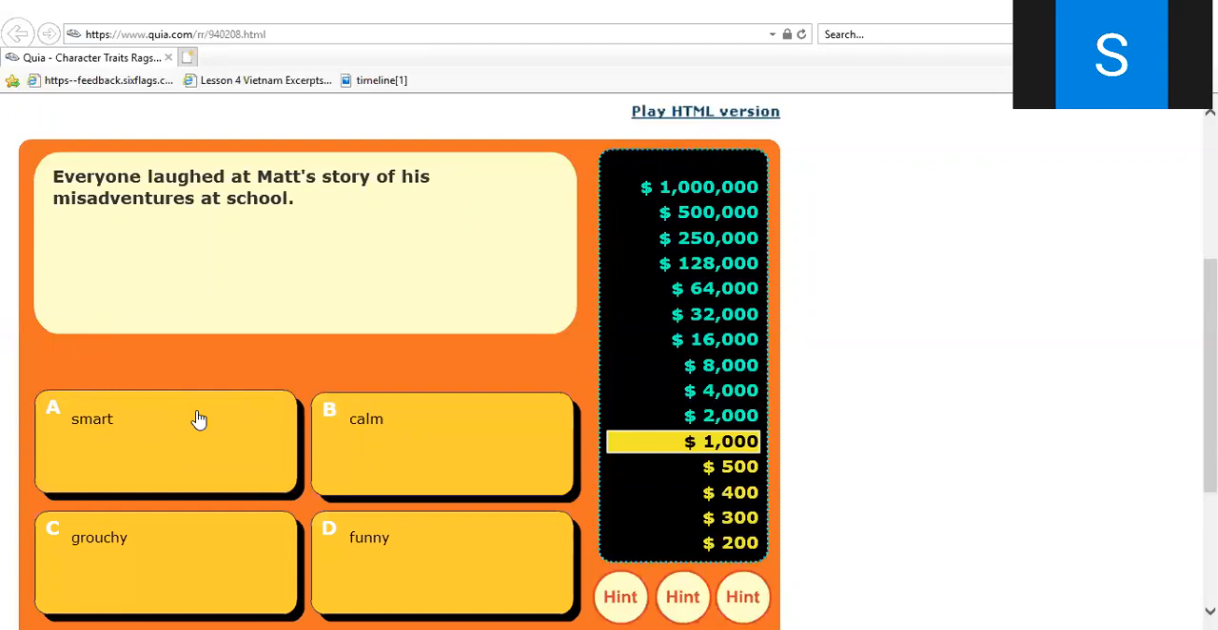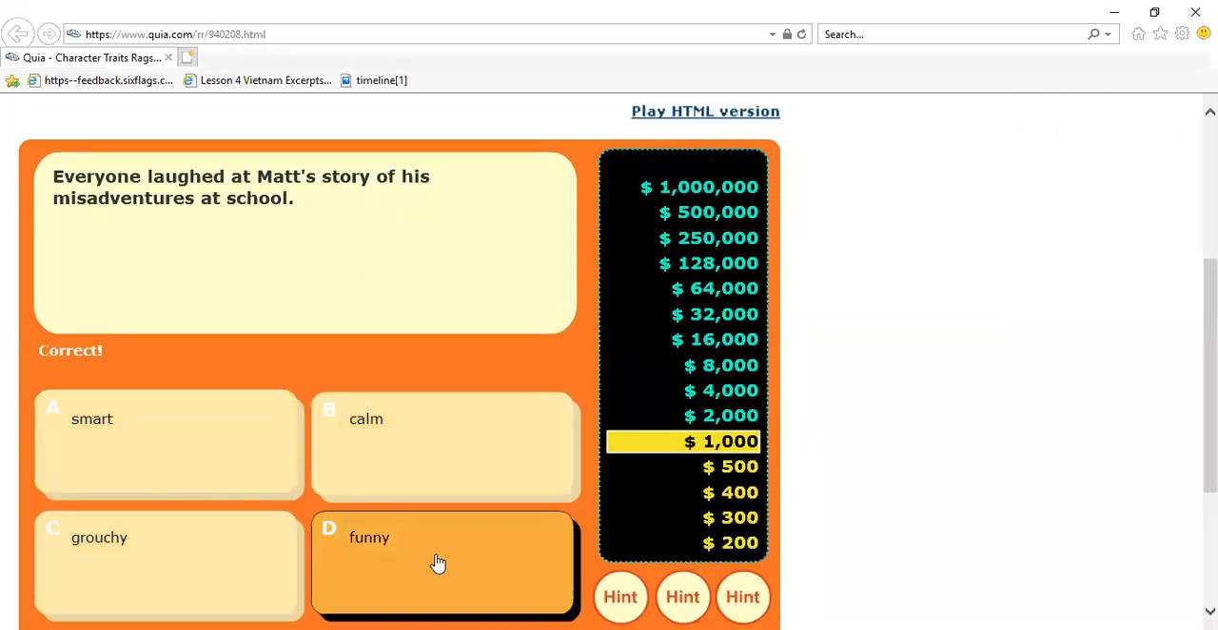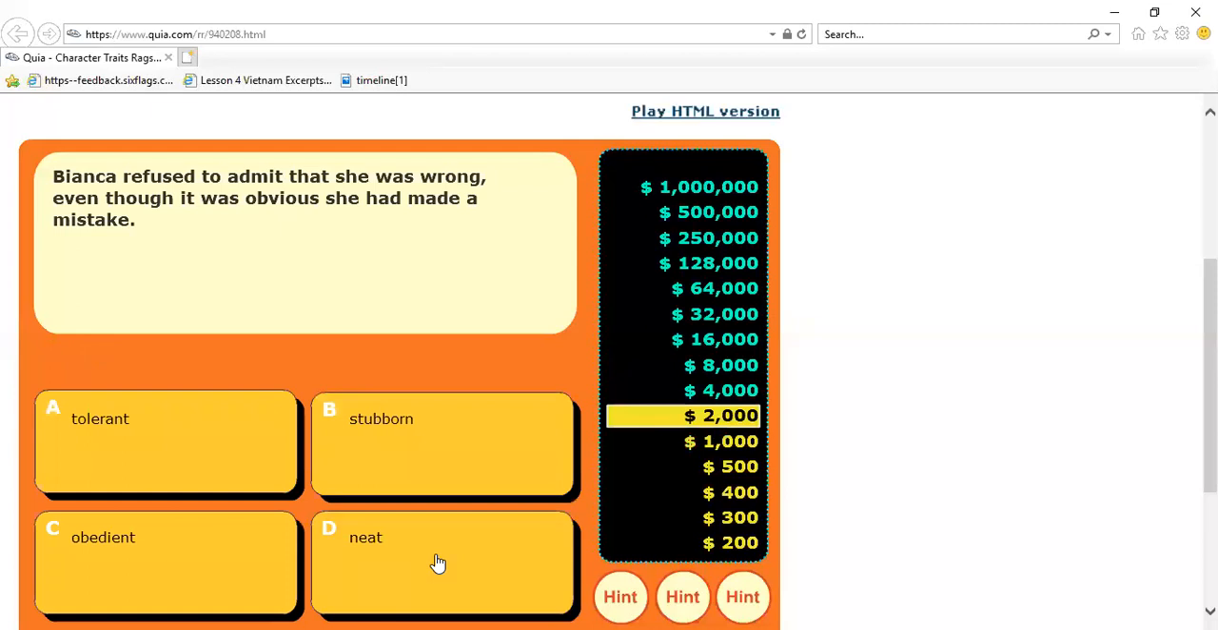Let's see. Someone I hadn't heard from. Matthew. Everyone laughed at Matt's story of his misadventures at school. Everyone laughed at Matt's story. Is he A, smart, B, calm, C, grouchy, or D, funny? What do you think, Matthew? Now you guys can also put it in the chat. D, funny? Okay, let's see. Good job.